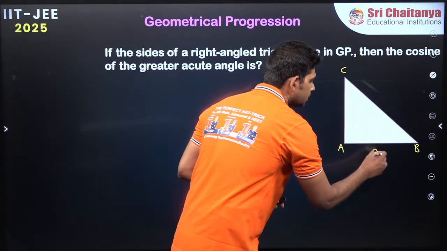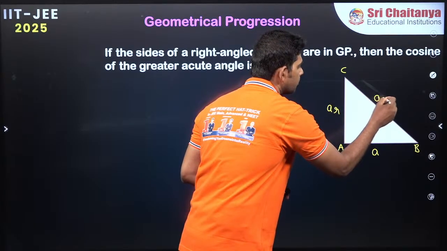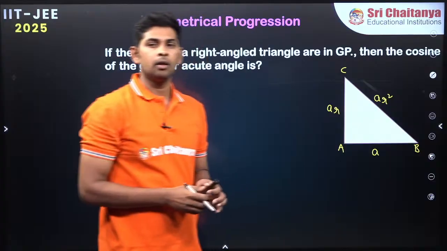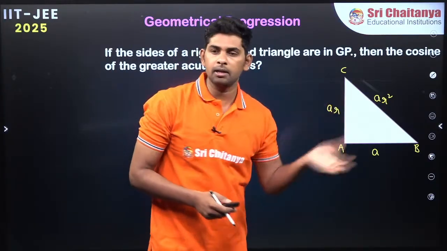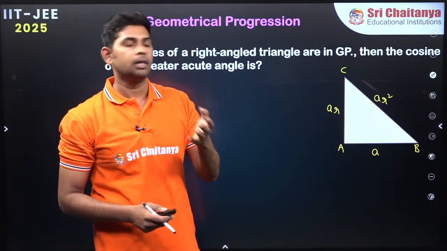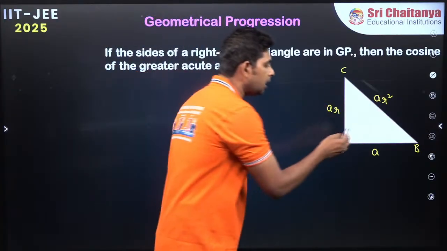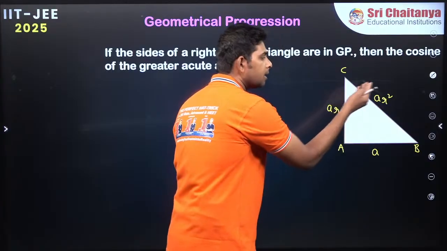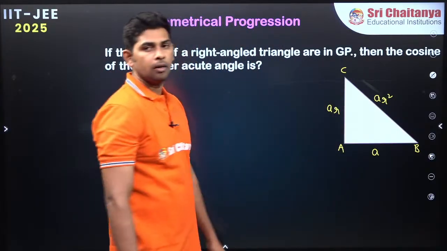Let us take this as a here. This one over here is a r square. Why are we considering like this only? Why don't we take here a r and a r square here? Because the hypotenuse of a right angle triangle is always more than the other two sides. That is why I am taking a as one side, a r as another side. The hypotenuse must be greater than these, and here r must be greater than 1 only.